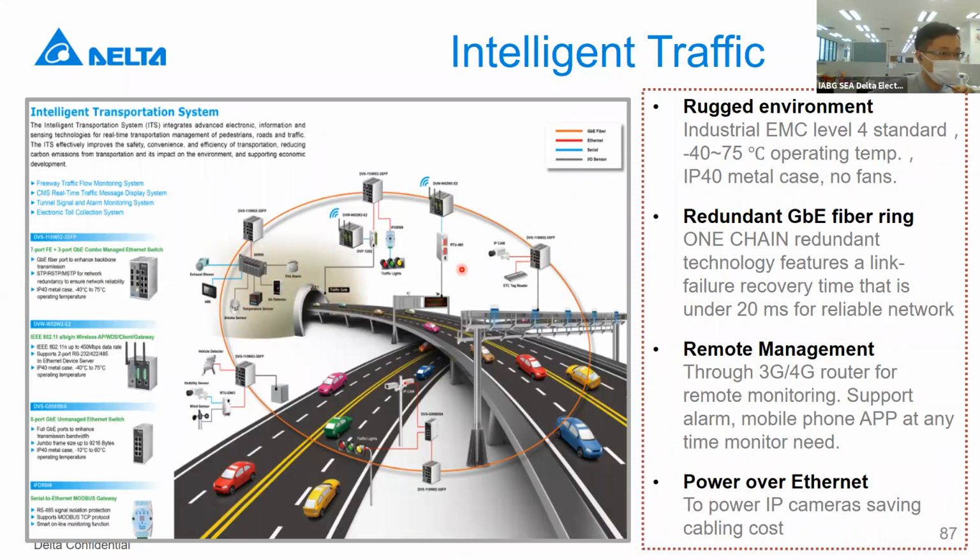And this is another case in Taiwan. It's intelligent light control, LED light controls. In this case, mostly we use the Ethernet switch to build up the ring topologies with the IP cameras and then send to the control room.